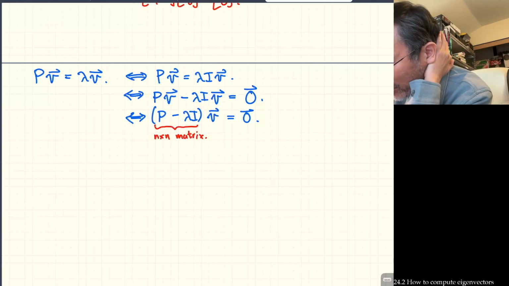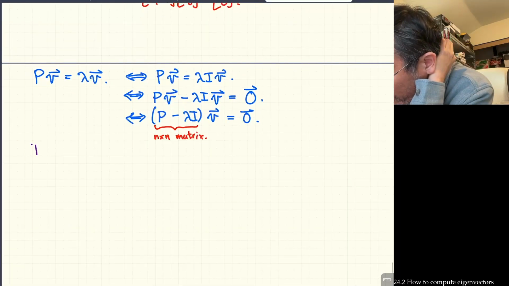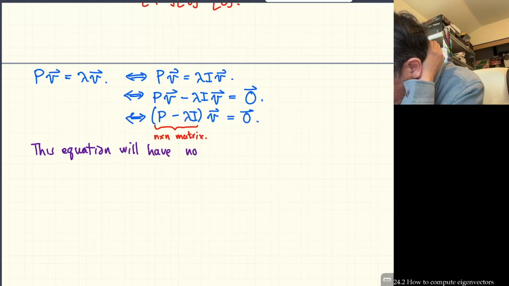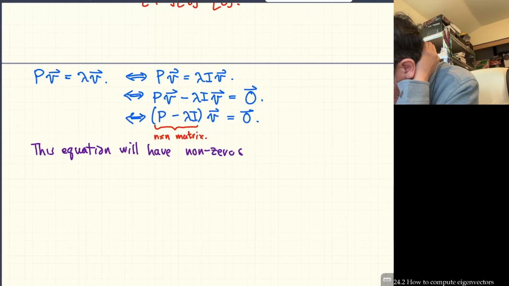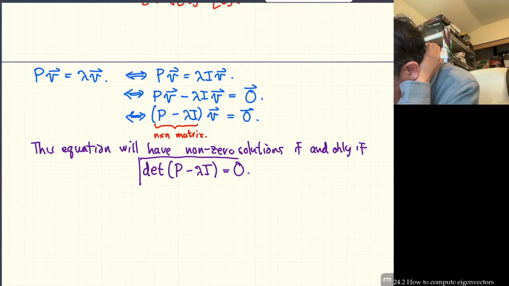Let me write some of these insights down. This equation will have non-zero solutions if and only if the determinant of P minus lambda I is equal to 0. Another very important equation, this.